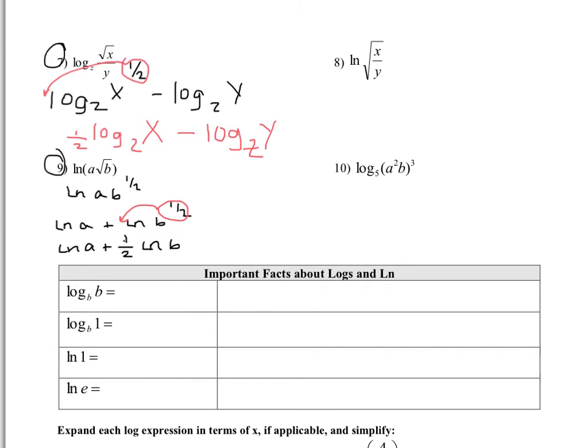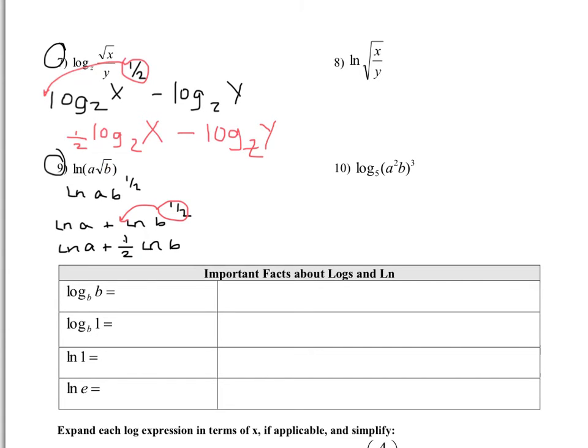Okay, so for the first problem, what I did was I first recognized that it was a division. So I said log base z of x to the 1/2, same thing as the square root, minus log base z of y. That took care of the division. Then I saw that this x had a power, so I brought down the 1/2. Everything else stayed.